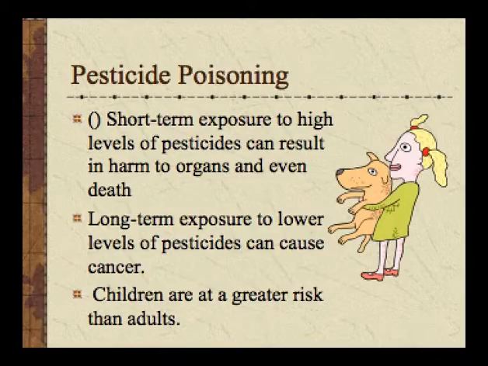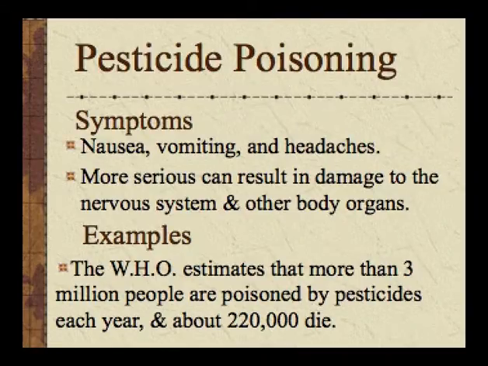And poisoning, you have short-term exposure, and that can result in harm to organs or even death, and you have long-term as well, and they can cause cancer. And children are at a greater risk than the adults. Some of the symptoms for pesticide poisoning are going to be nausea, vomiting, headache. More serious are going to be damage to the nervous system and other body organs. A big one for the AP exam is the endocrine disruptor, which means it's going to change the endocrine system, and it's going to not allow a lot of breeding to happen because of the endocrine system.